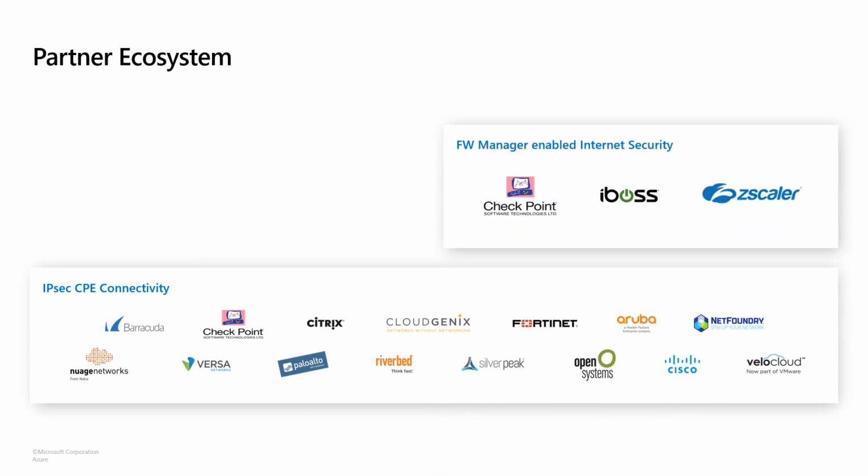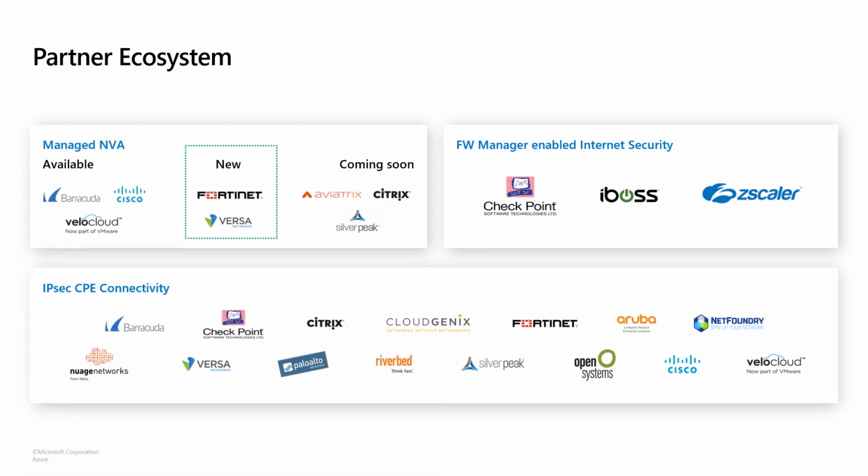Then we extended the virtual WAN to include firewall policies for internet breakout through Checkpoint, iBoss, and Zscaler. And then as we heard our customers, they wanted solutions inside the Virtual WAN Hub. And that's how we started this managed NVA program. So first we introduced Barracuda, Cisco, and VeloCloud VMware SD-WAN.